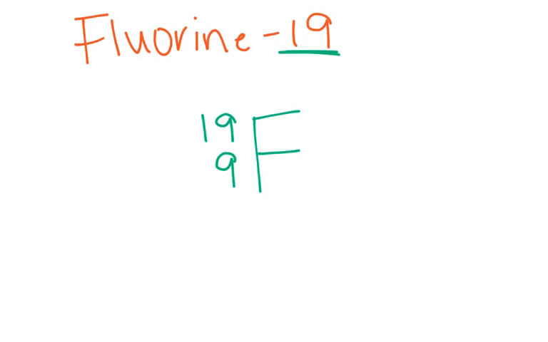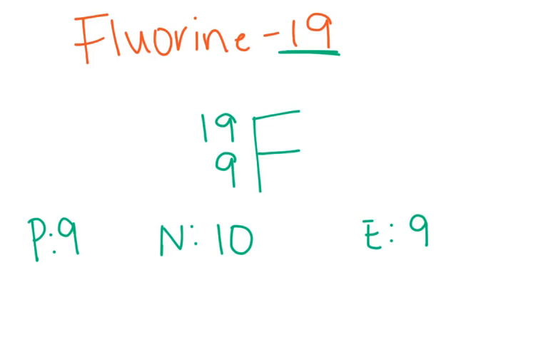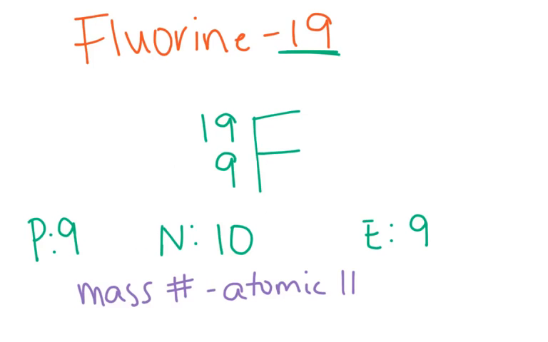So this element of fluorine has 9 protons, 9 electrons, because remember right now everything's neutral, and then 10 neutrons. To figure out the number of neutrons, you do the mass number, which in this case is 19, and you subtract the atomic number, which in this case is 9.